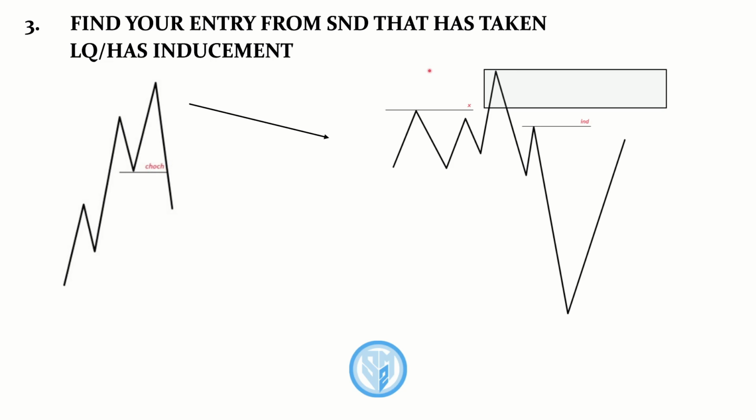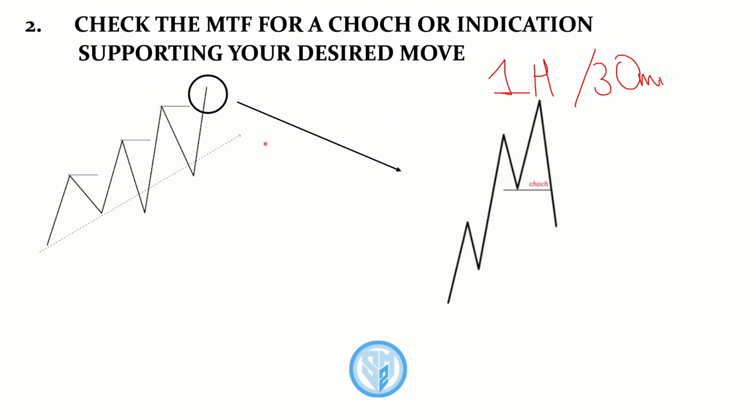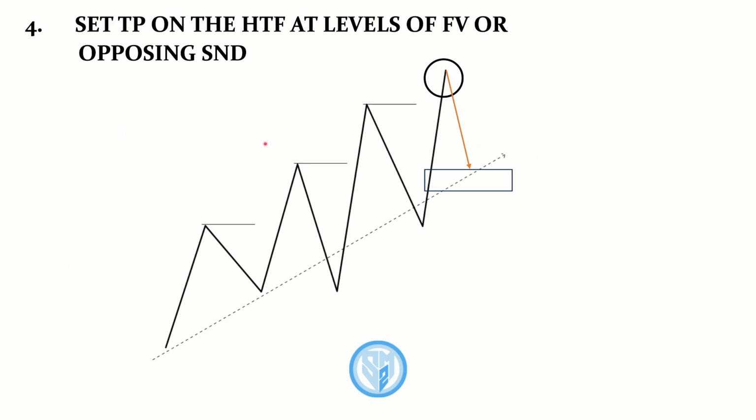Okay, now once we've seen step 1, step 2, now step 3, let's move on to step 4, which is all about setting your take profit. Because to be honest, setting your take profit is one of the most important things when swinging, because that's what's going to help you manage the trade. And in terms of our take profit, we want to be setting that at levels of fair value gap or at opposing levels of supply and demand.